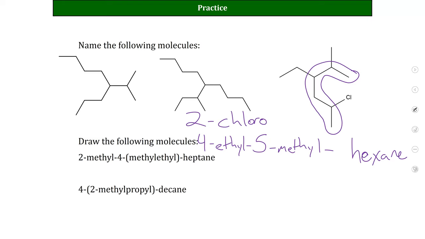They're not in the same branch. You only use the parentheses if they're part of the same branch. If it was a methyl group on an ethyl group, you use the parentheses. But if they're separate branches, you don't use parentheses.